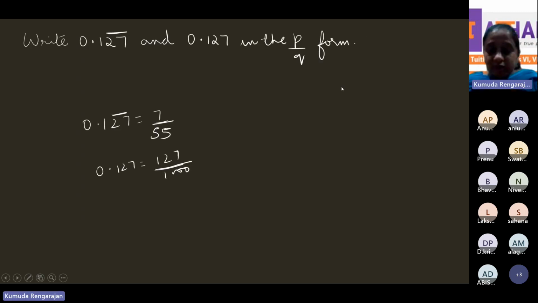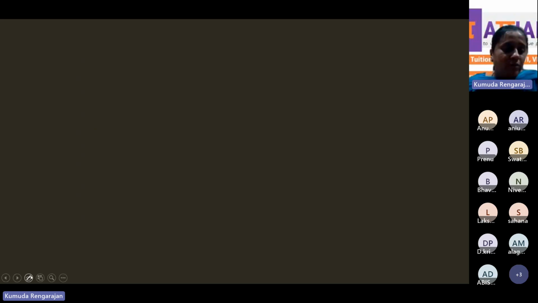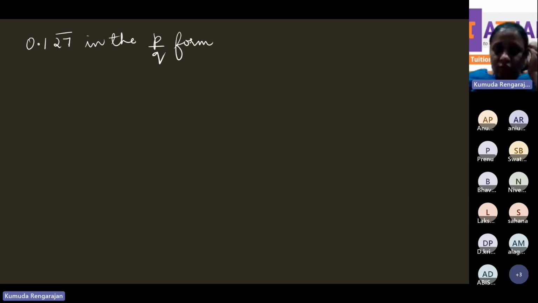Okay, so the first one was to write 0.127 recurring in the p by q form. There are a few ways in which we can answer this question. There is not only one method. There is more than one method to answer this question. But I'm going to recall the one which we used in the classroom.